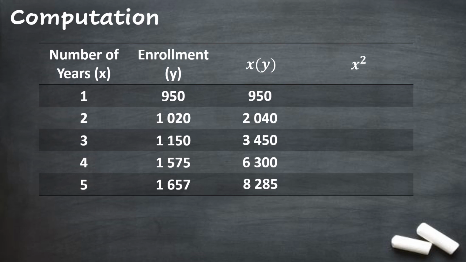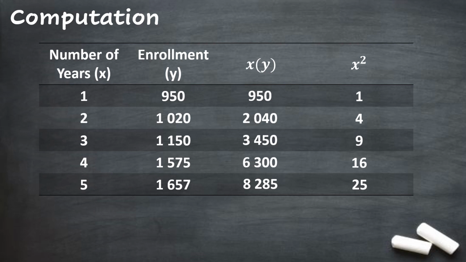And then for the values in the column for x squared, all you have to do is square the values in the x column. For the first value of x, we have 1. So we multiply 1 by itself and the answer is still 1. Next value for x is 2. 2 squared is 4. The third value of x is 3. So we square 3 and the answer is 9. Squaring all the numerical values in the x column, we will have the remaining values of x squared as this.